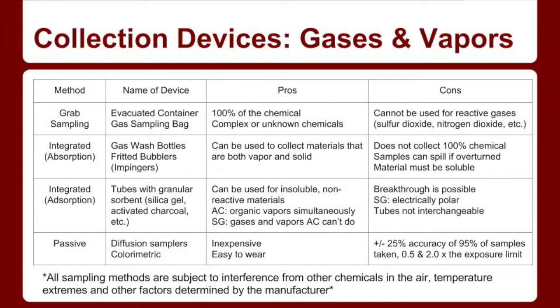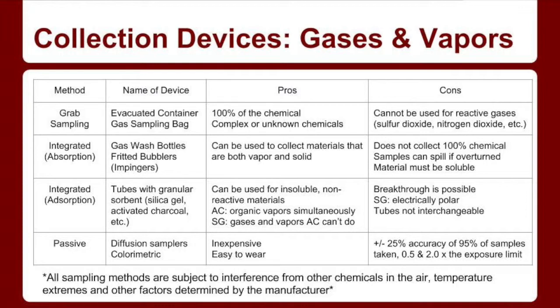that produces valid results. Diffusion sampling devices are excellent for personal sampling because they don't require pumps, making them very easy to wear. They are also inexpensive. Once the cover of the diffusion sampler is taken off, the sampling has begun. The downside to this collection device is that they are plus or minus 25% for 95% of samples tested between 0.5 and 2.0 times the exposure limit. Temperature extremes and lack of air movement can reduce the accuracy.